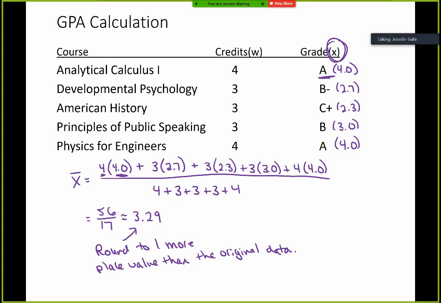So for this one, we want to find the weighted mean of the prices. So the prices are going to be our plain old data values. And then the quantity is going to be our weights. So I will leave this up here on my screen while you guys try that one.